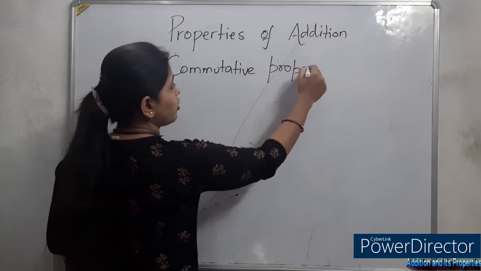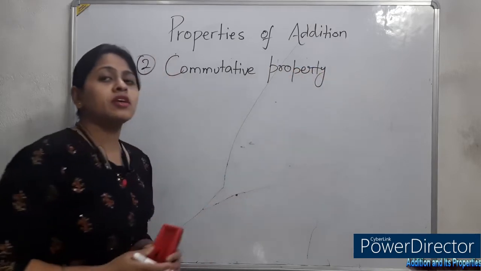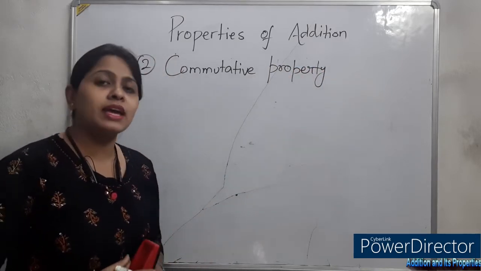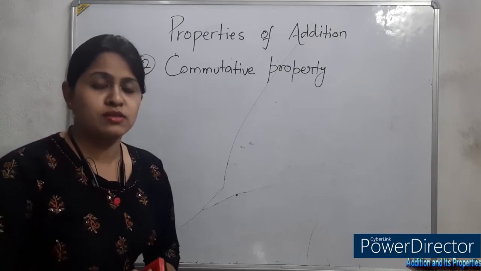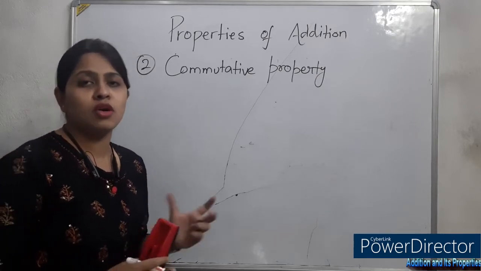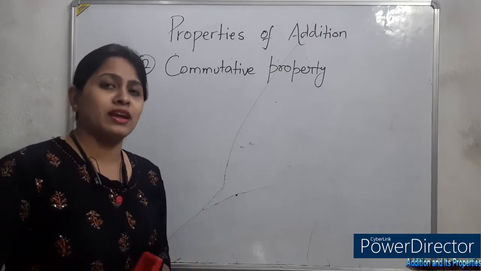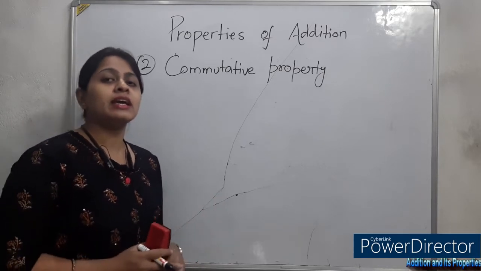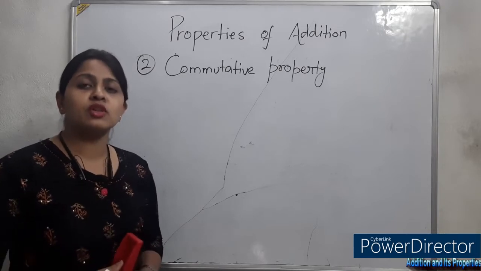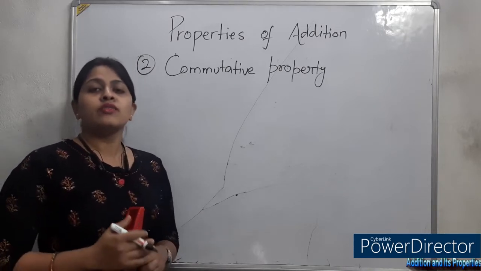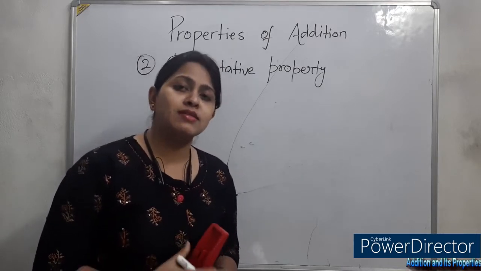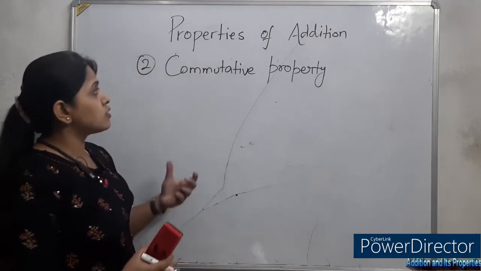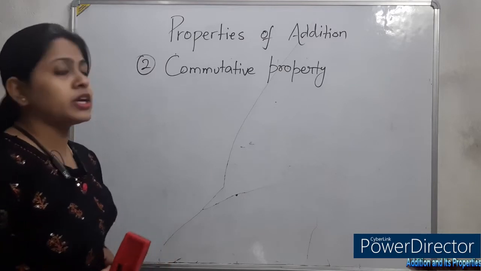Commutative property of addition. The properties of addition are a topic in grade 3, 4, 5 and even in 6 also. You can see this topic in all these 4 grades, and it is very important. There are properties in subtraction also, in multiplication also. We will talk about each one of the operations and the properties one by one. So this is commutative property.